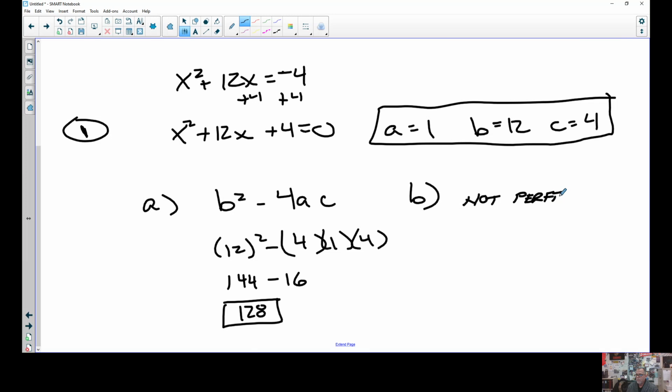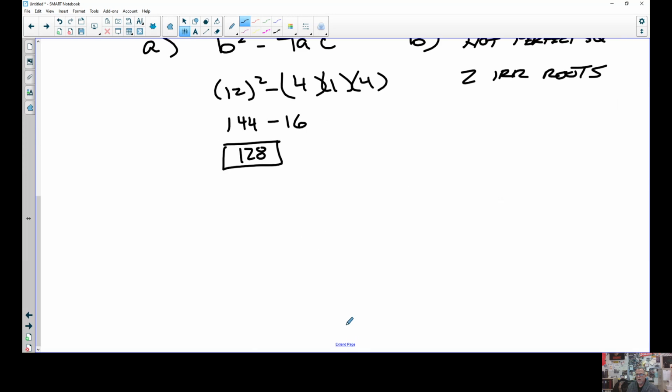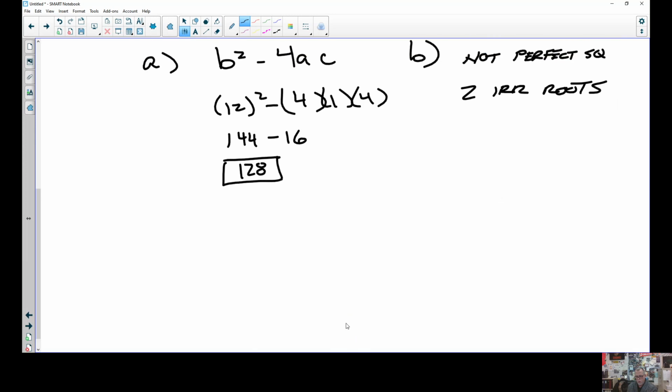So what does that tell me? That tells me that I've got two irrational roots. All right, so we've got part B done. Now, this is where no matter what, if you're doing quadratic formula, guys, I would always find this first. All right, I look at 128, and that's going to be what's underneath my radical, right?